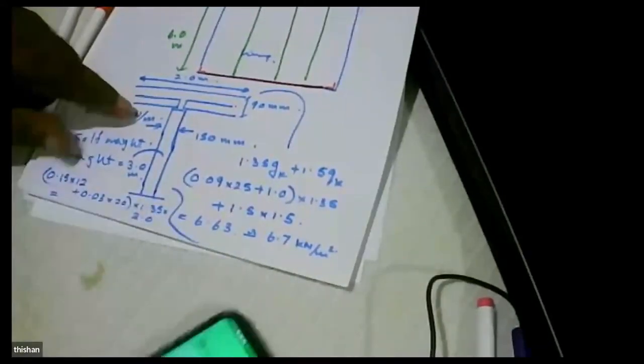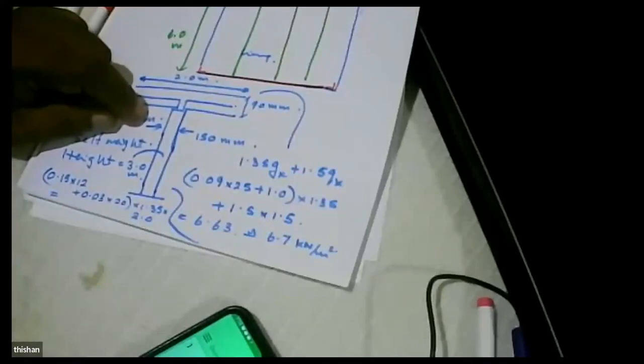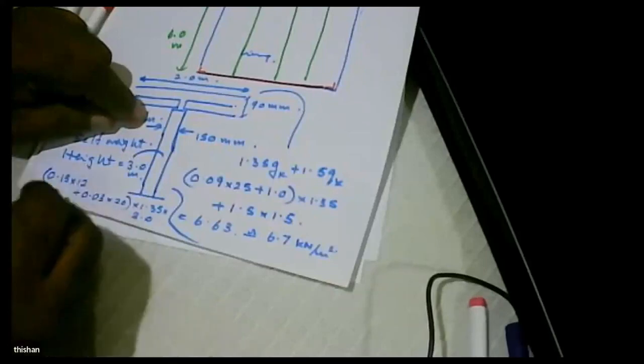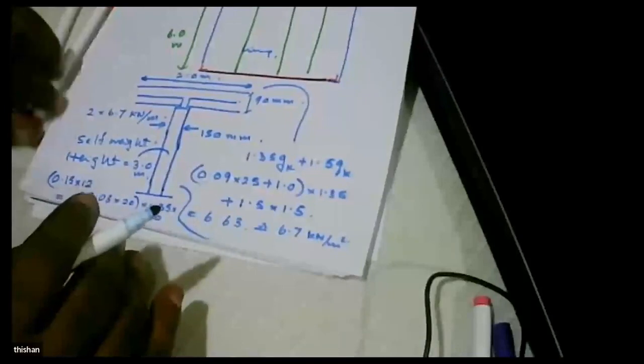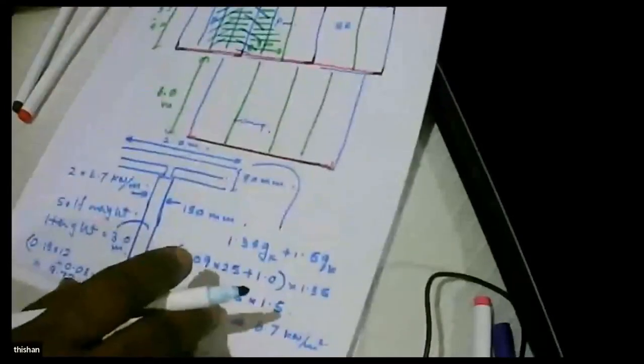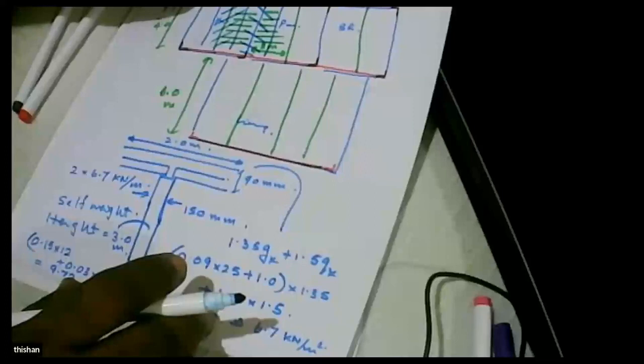So the answer is 0.15 into 12 plus 0.03 into 20, multiplied by 1.35 multiplied by 3 meters. So you get 9.7. Is that right, Madhu? Yes, that is correct, sir. Yeah, that's correct, 9.7.